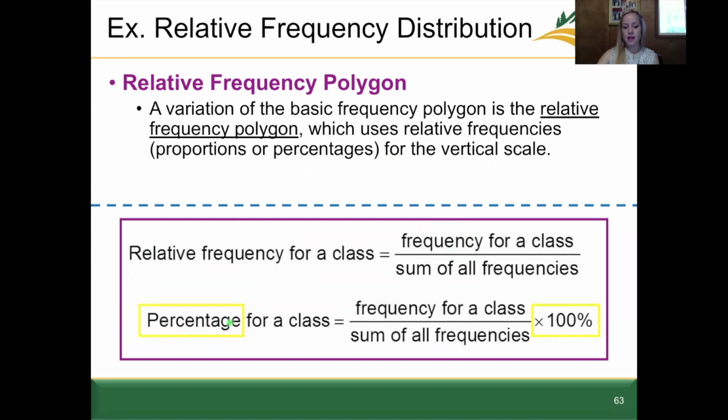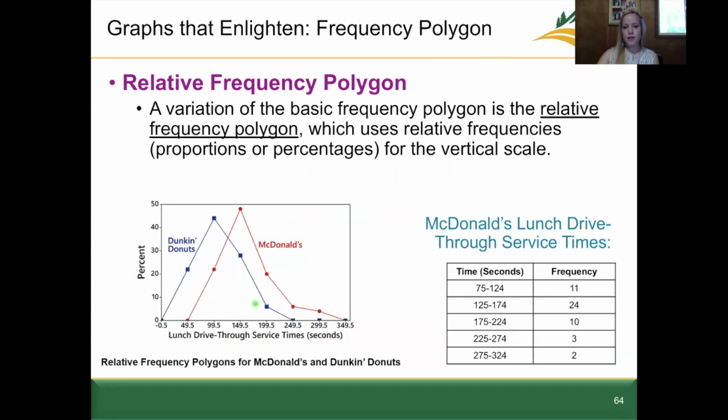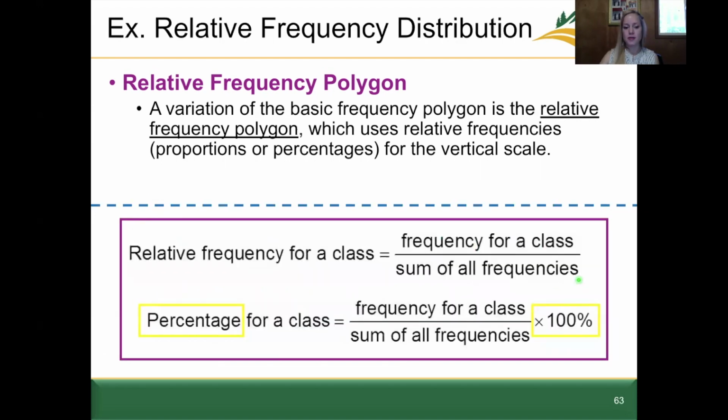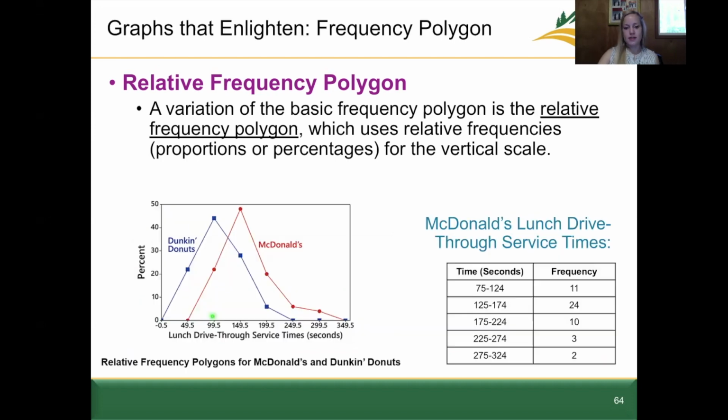To then get percentage for a class, we'd take that same value here and multiply by 100 to get the number into a percentage. Okay, so here's an example of a relative frequency polygon. In the histogram lecture, we took 11 divided by the sum of all these frequencies, which is equal to 50. So we take 11 divided by 50, and we get 0.22. Then to go from 0.22 into a percentage, we multiply that by 100 to get 22%.